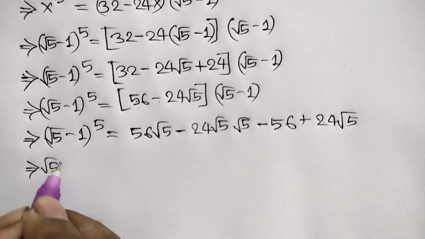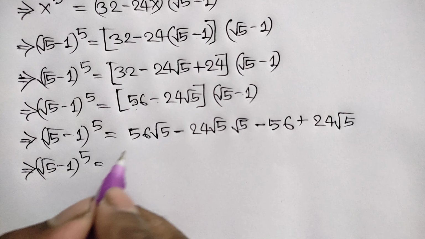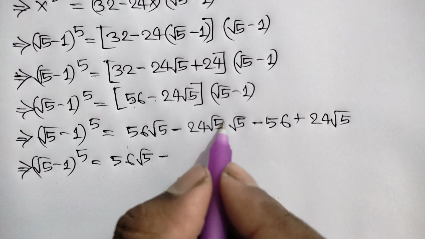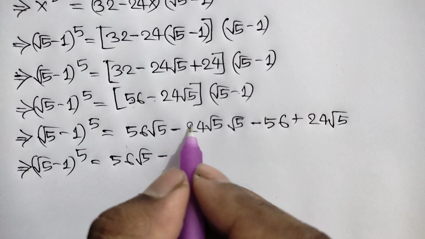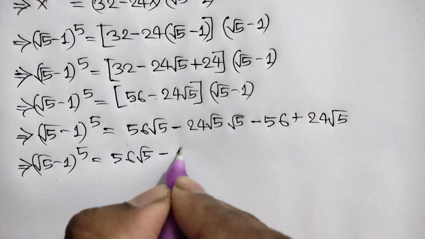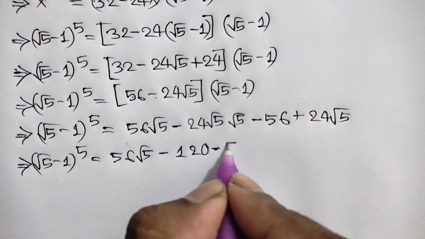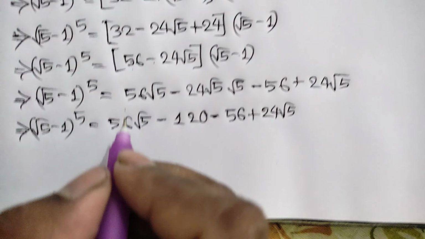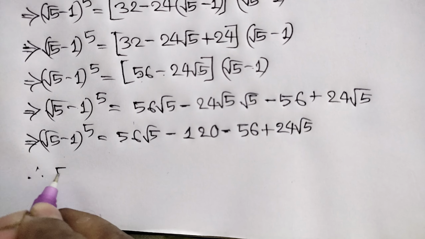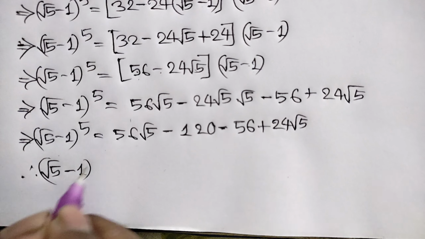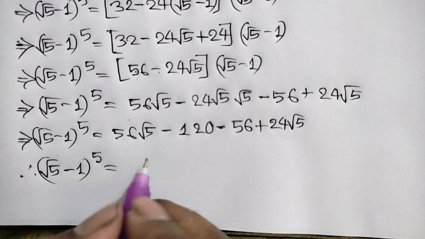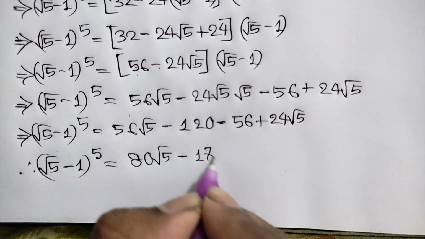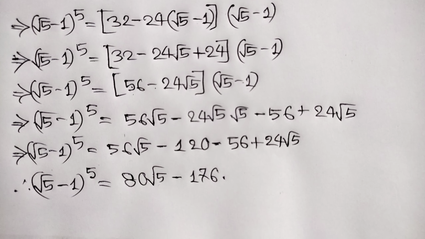So (√5 − 1)^5 = 56√5 − 24 times √5 times √5, and we know √5 times √5 is 5, and 5 times 24 is 120, minus 56 plus 24√5. So finally we get (√5 − 1)^5 = 80√5 − 176, and it is our simplified value.